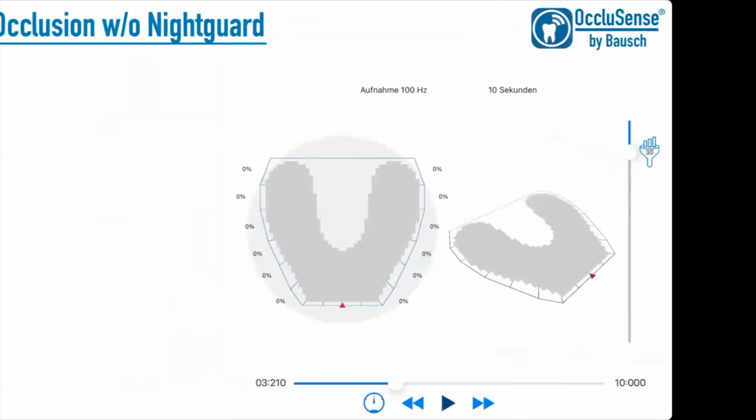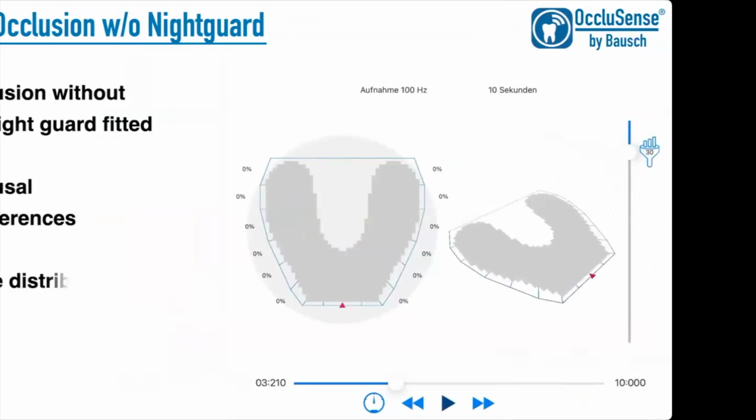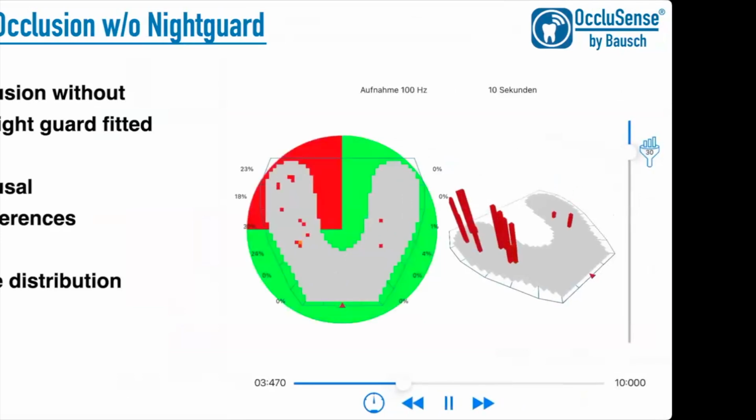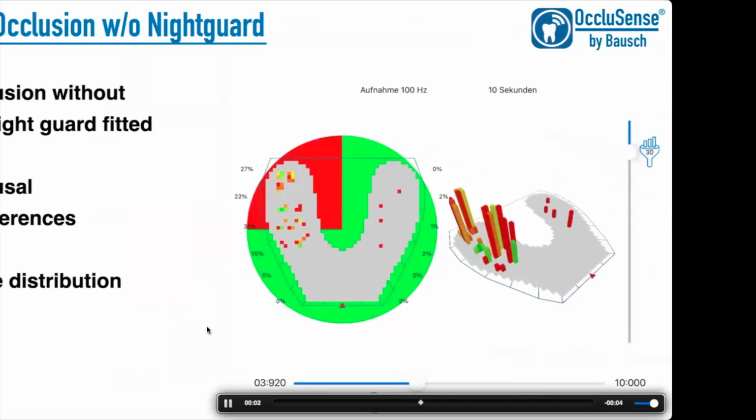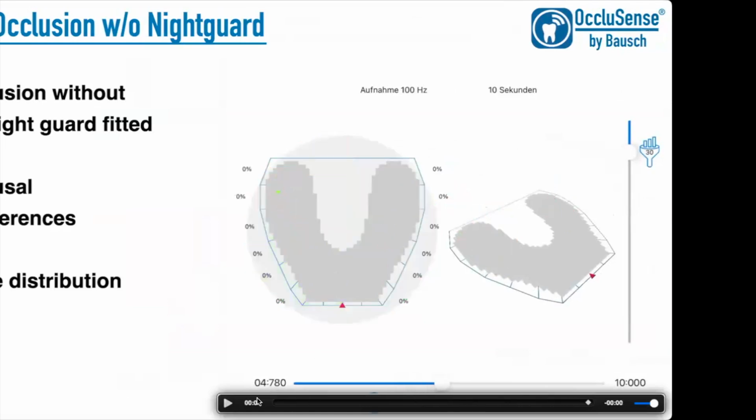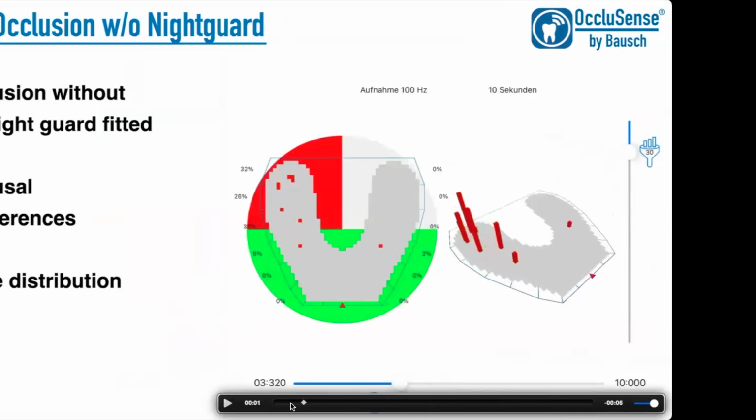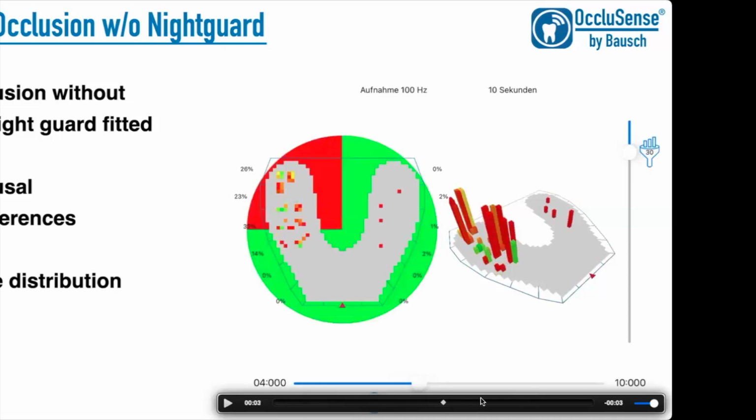Her static occlusion without the night guard looked as follows. So I want you to take a look at the occlusal interferences as well as the force distribution. So I want you to take a look at the beginning. She actually has an open bite and then slides into further contacts as her bite advances.